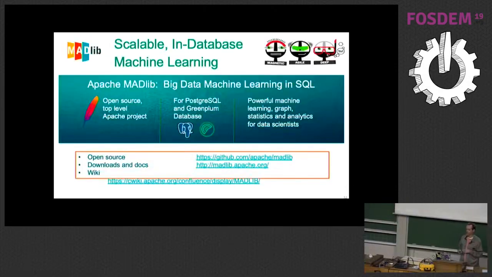Very quick word about Apache MADlib. It's in-database machine learning. The idea is that you don't want to move the data out of the database to another place, operate on it, and move it back. So what Apache MADlib does is it brings machine learning, statistics, computation to where the data live.